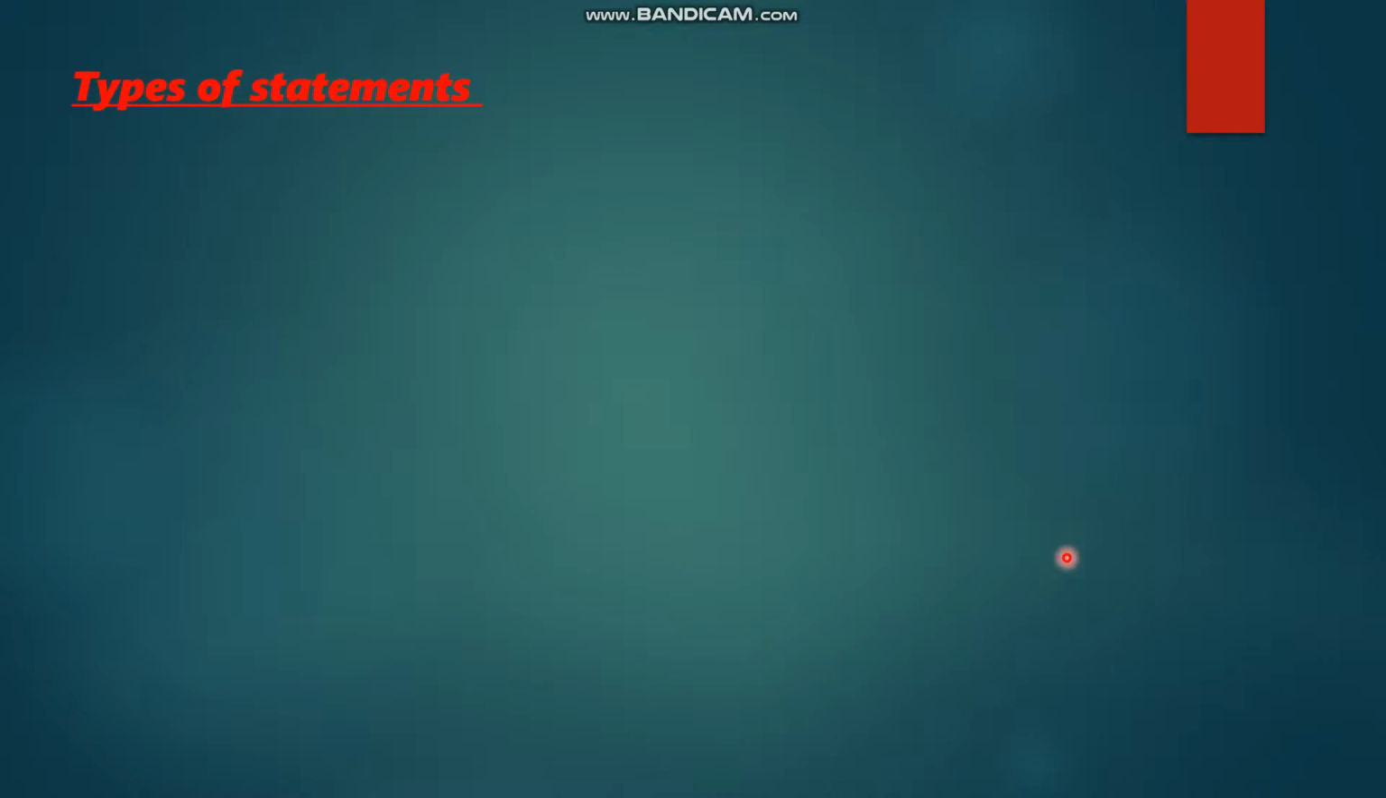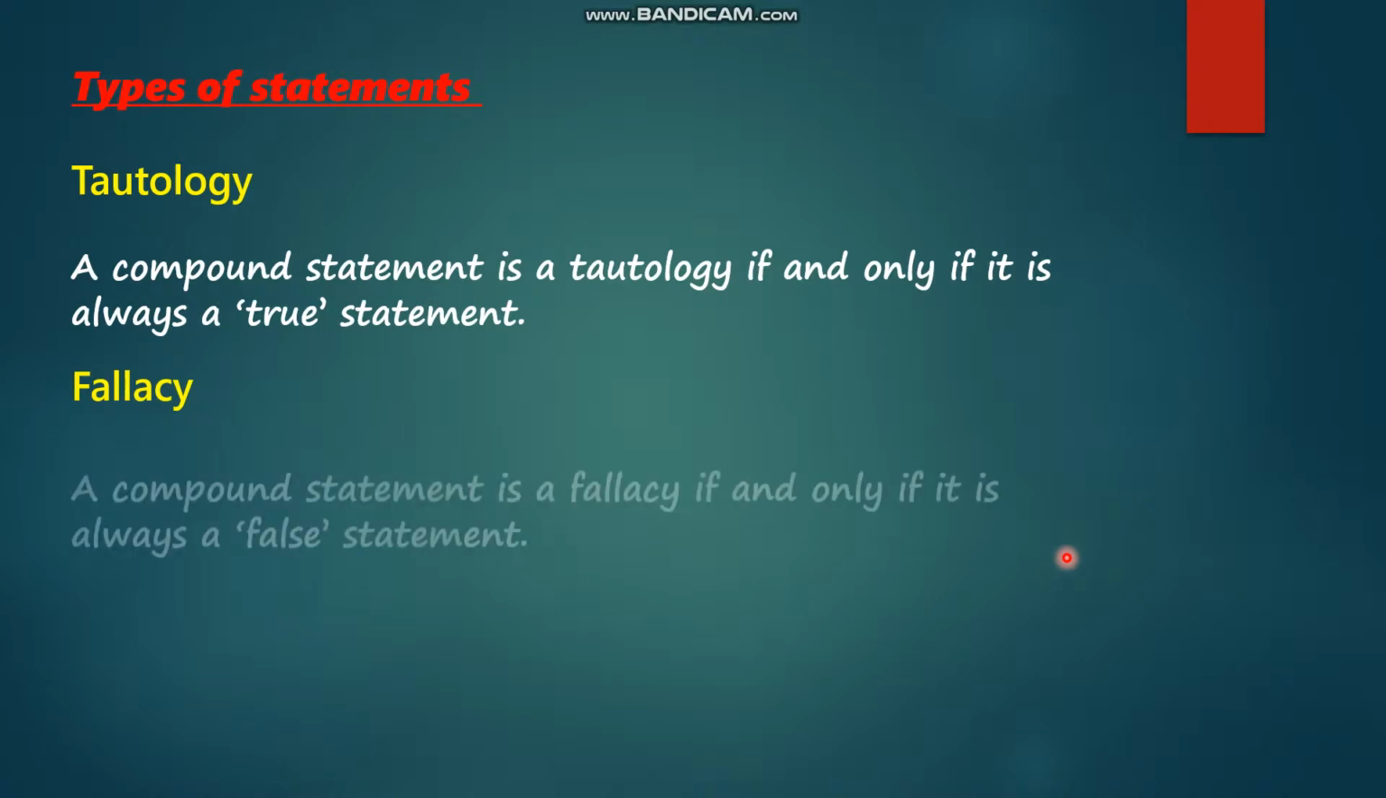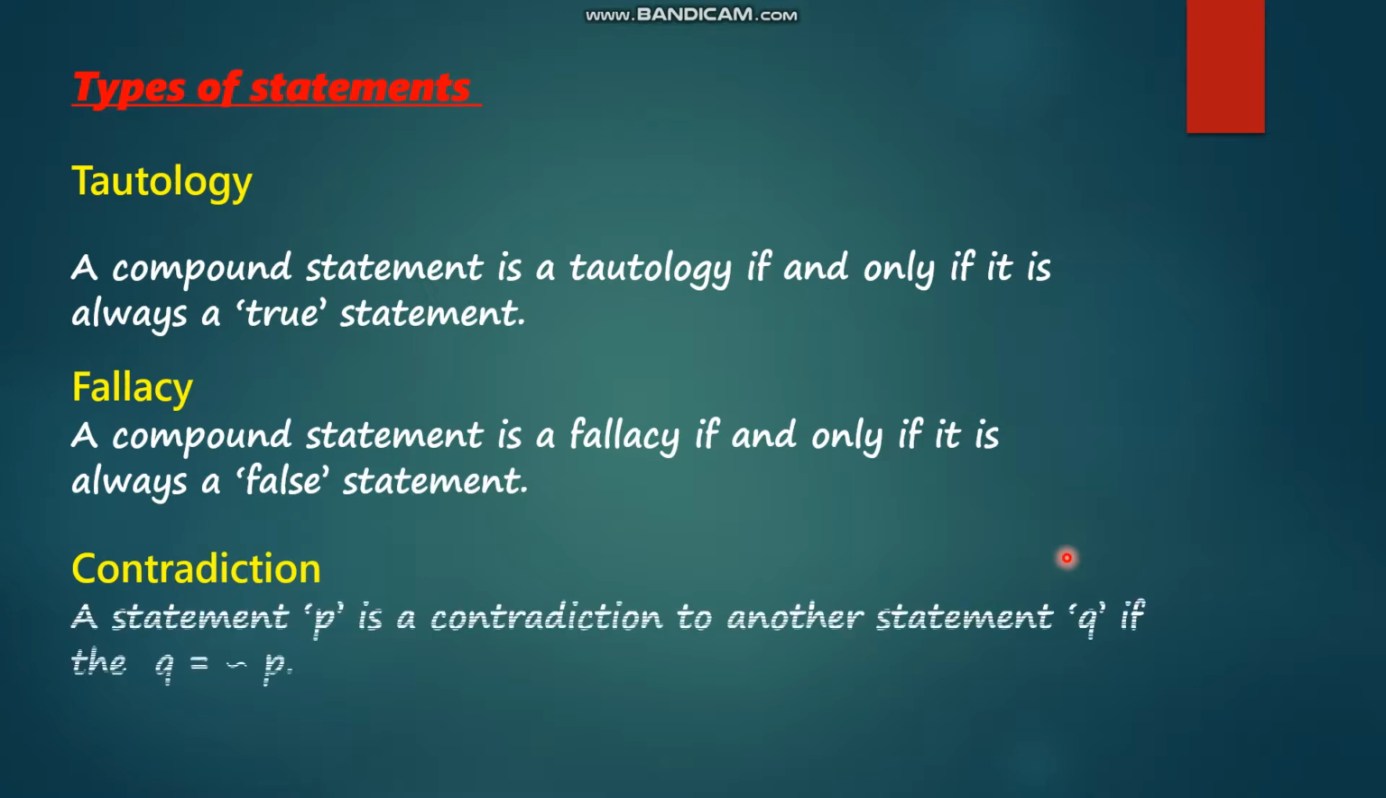Next comes some important types of statements. In that, the first one is tautology. A compound statement is a tautology if and only if it is always a true statement. Next comes fallacy. A compound statement is a fallacy if and only if it is always a false statement.